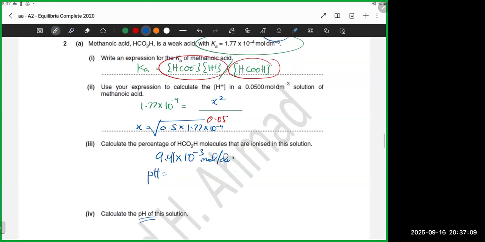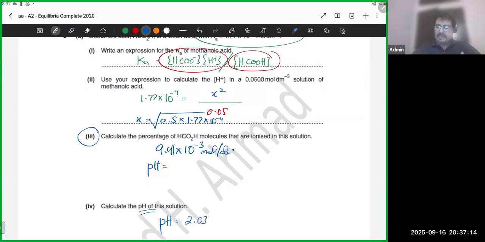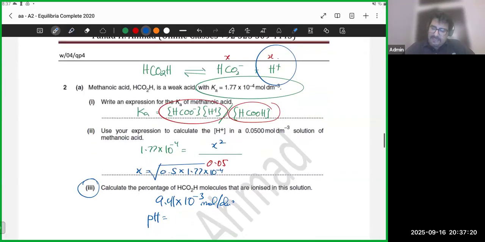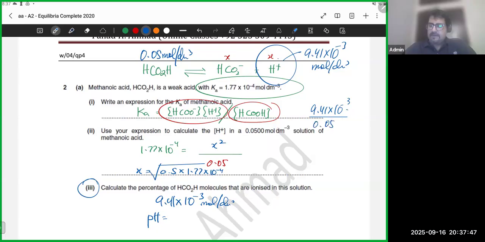2.03. It's 2.03. And part 3 is basically asking, calculate the percentage of methanoic acid that is ionized, right? So go back. How much methanoic acid did we have? We had 0.05 mole per dm cube. And what is the amount of H plus ions that are produced? That's 9.41 times 10 power minus 3 mole per dm cube, right? So you just have to calculate the percentage. So it's 9.41 times 10 power minus 3 out of 0.05 times 100.